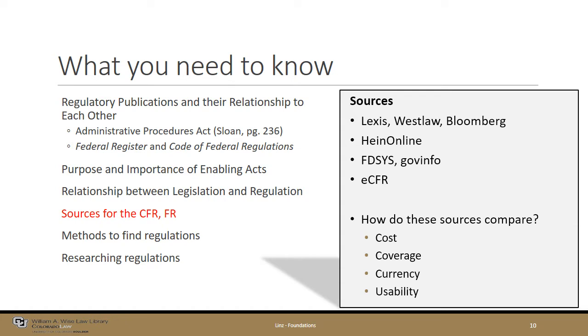So where do we find the CFR and the FR? Well, as you might expect, all the online sources are going to have it: Lexis, Westlaw, Bloomberg. You can also find both the Federal Register and the Code of Federal Regulations on Hein Online. Here it is actually in PDF format. They have the full run of both publications back to their date of inception in the 1930s and 1940s. And again, as I say, it's in PDF, so you're looking at it as if you were looking at it in print. This is very nice.